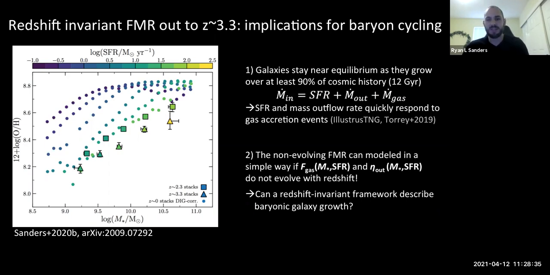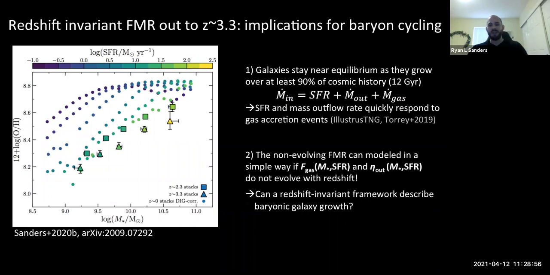And essentially this means that SFR and outflow rates quickly respond to gas accretion events, essentially on the timescale of a dynamical timescale. And this is quite interesting. So it tells us that essentially the way that baryonic growth happens has been proceeding in the same manner all the way out to redshift 3.